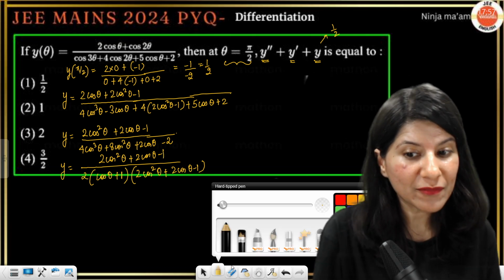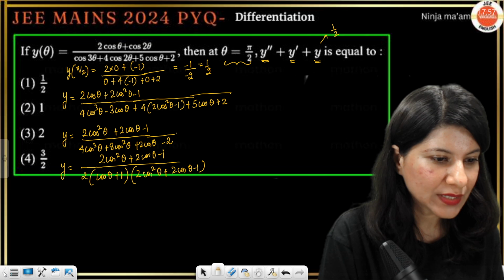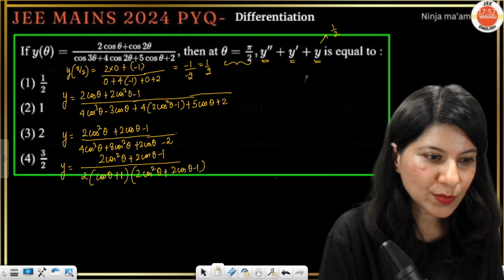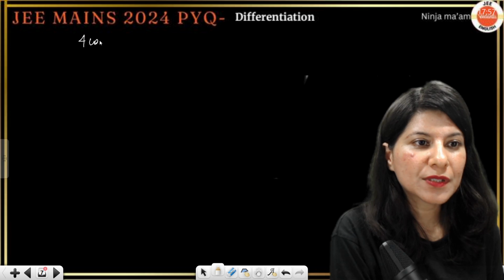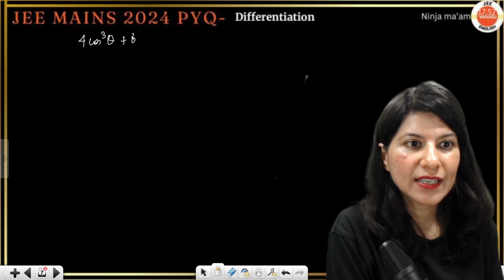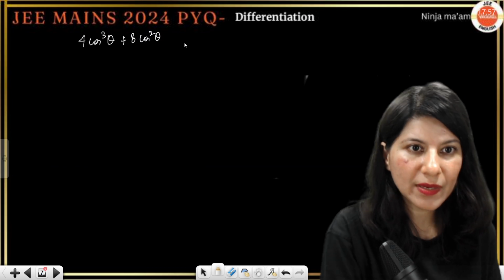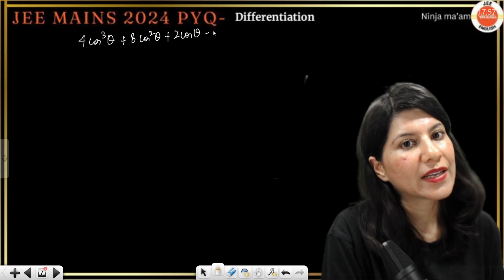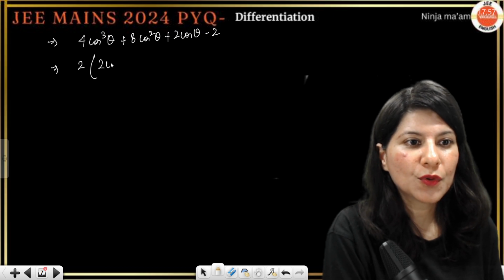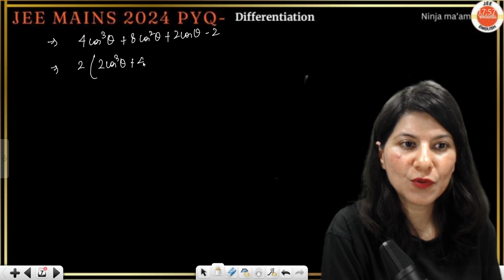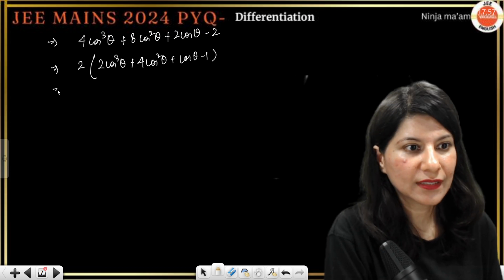Now you must be wondering, ma'am, what did you just do? Basically, what I did is, the denominator is this: 4 cos cube theta, 8 cos square theta, then again 2 cos theta minus 2. So I have taken 2 common, correct? So 2 cos cube theta plus 4 cos square theta plus cos theta minus 1, correct?